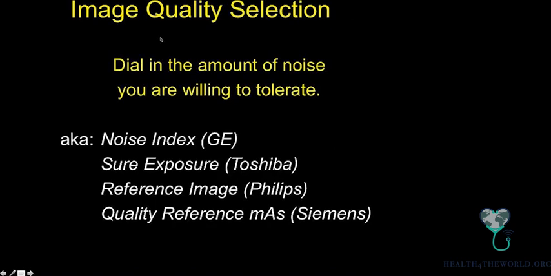Image quality selection. This is an idea where you can tell the machine, look, you do the math, you figure out what dose it needs to be. I just want the image to look as good as a certain index reference. And depending on your manufacturer, that could be a number called noise index for General Electric, or it could be an image that you upload to say, I want it to be at least as good as this in terms of noise. I don't want it any noisier, and you increase the dose accordingly. So you kind of tell the computer to do the work for you.